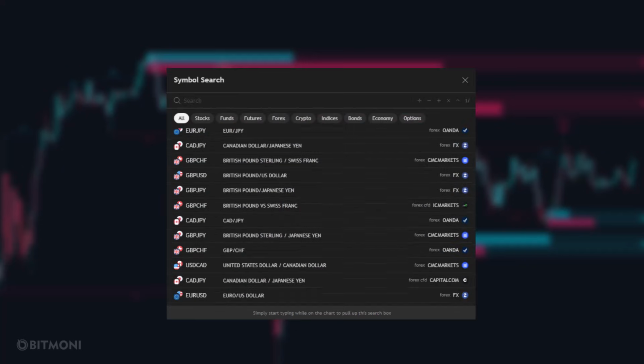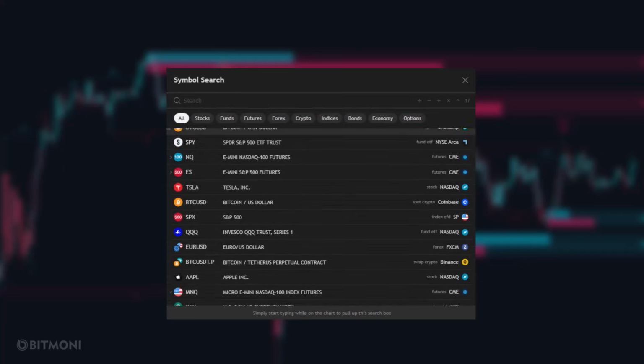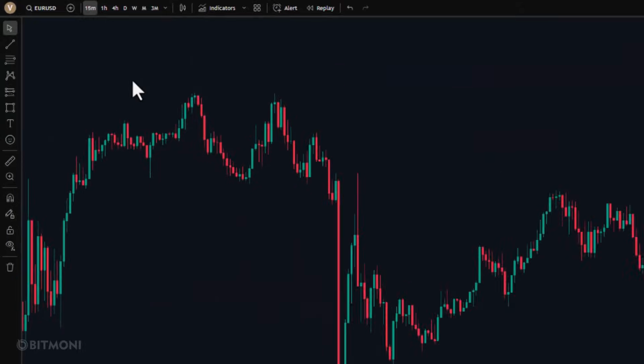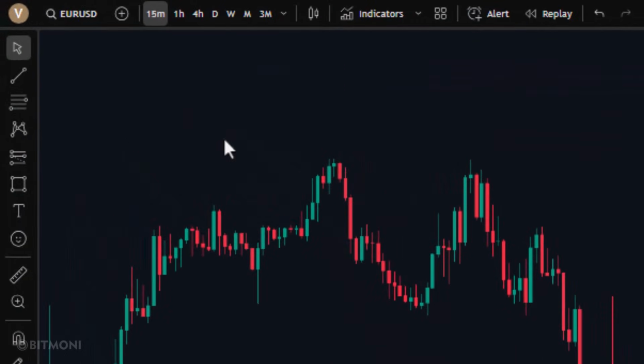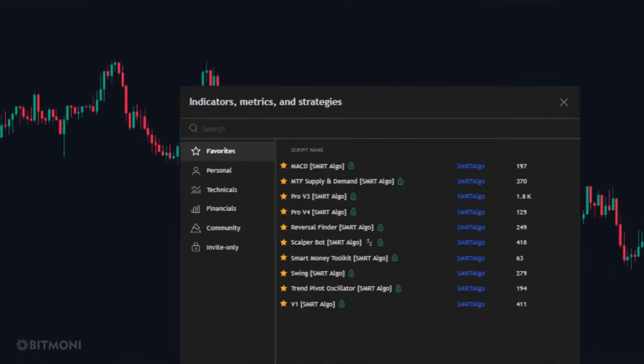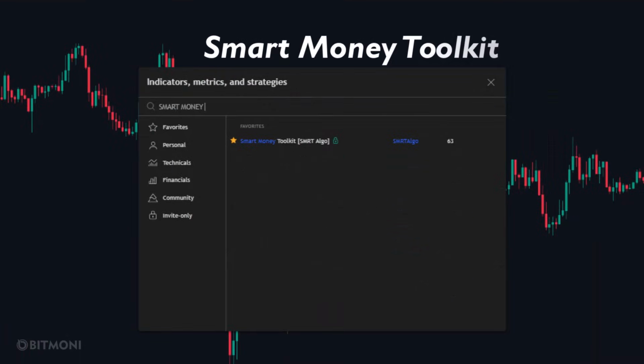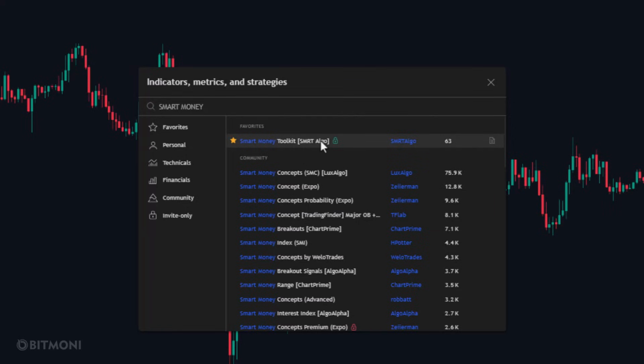Then open any trading security that you like, and on any time frame. I will be using the Euro-Dollar chart on the 15-minute time frame. Then click on the Indicator Search tab and search for Smart Money Toolkit. Then select this one by Algo.